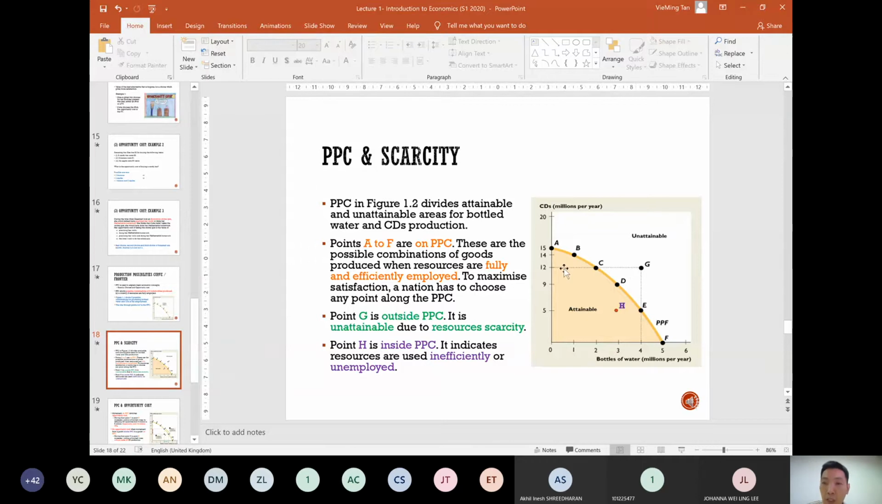In order to shift the PPF or PPC to the right-hand side, the country has to increase the factors of production. Factors of production means the resources to produce products from input to output. The country needs extra resources in order to achieve point G. Then what are the resources that have to be increased so that point G can be achieved in the future? What are the factors of production that we have studied so far?